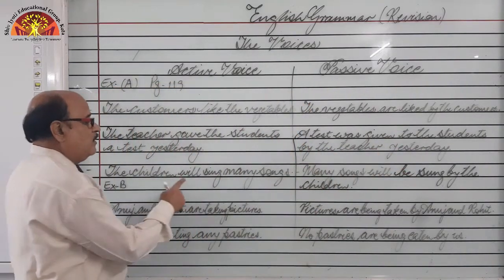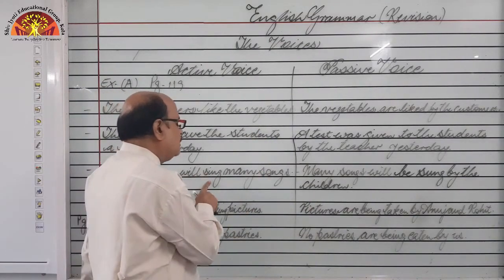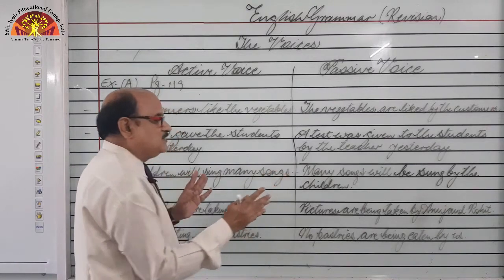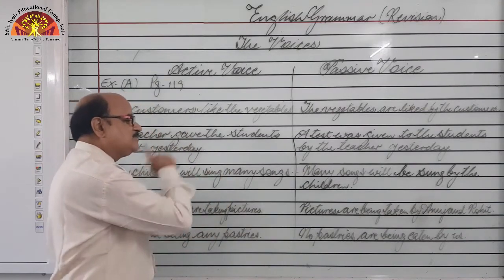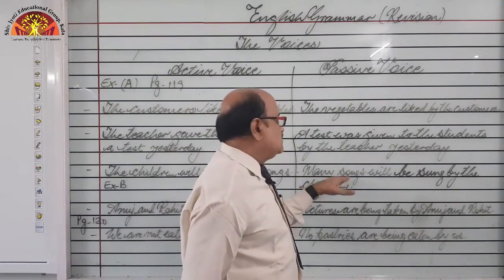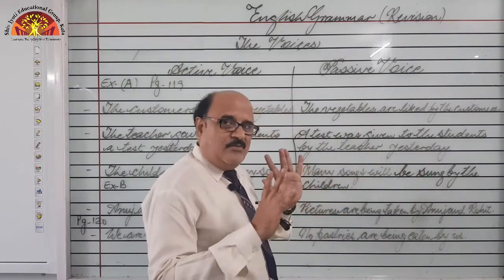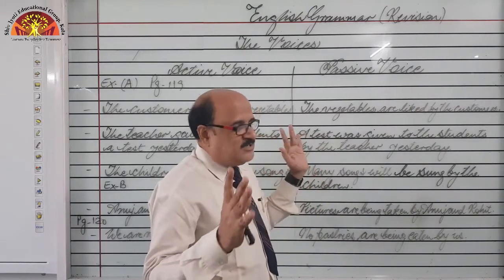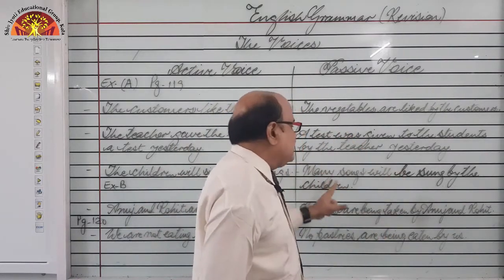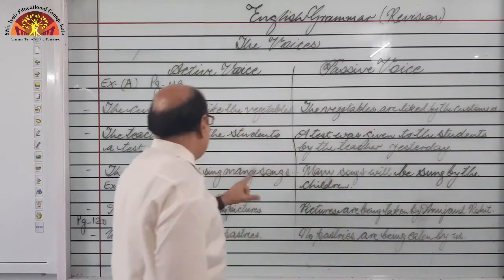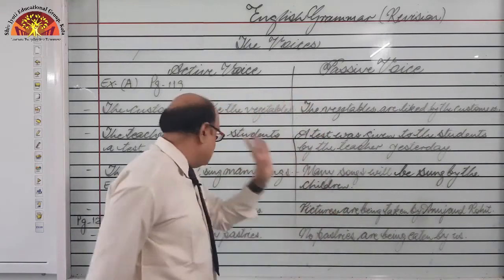Next, the children will sing many songs. The children, subject, will, helping verb, sing, main verb, and object is many songs. So we are going to swap subject and object as usual. So many songs will be used in the beginning. So we have done. Many songs will be sung. Third form of the verb I told you. Modals, will, shall, would, should, can, could, may, might, must, need, dare, ought to, used to, always take the word be additionally. So we have done. Many songs will be sung. Third form of sing, sing, sang, sung, right? So sung by the children, right?